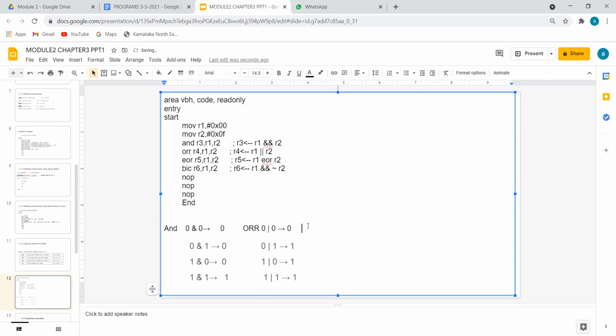So let's go for exclusive OR. So 0 exclusive OR of 0. 0 exclusive OR of 1. 1 exclusive OR of 0. Here it should be 1. Then last, 1 exclusive OR of 1. Can you go on giving the answers?